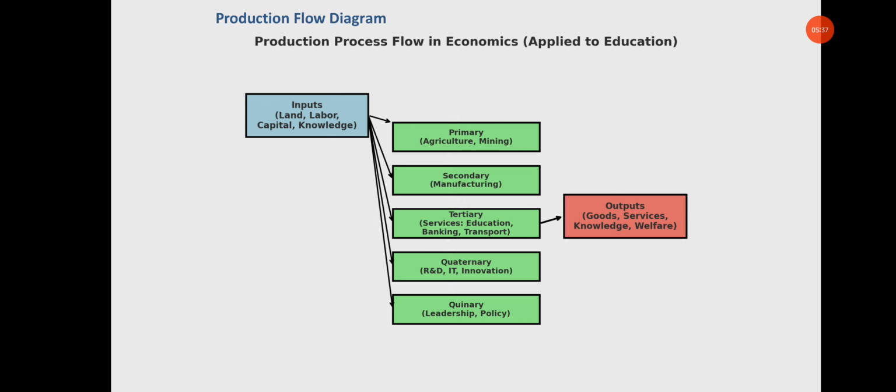Production flow diagram. Production process flow in economics applied to education. First, the input is land, labor, capital, and knowledge. Then primary production: agriculture, mining. Secondary production: manufacturing. Tertiary production: services, education, banking, transport. Quaternary production is R&D, research and development, IT, innovation. And quinary production is leadership, policy, and governance. And the output is goods, services, knowledge, welfare. So this is a production flow diagram.